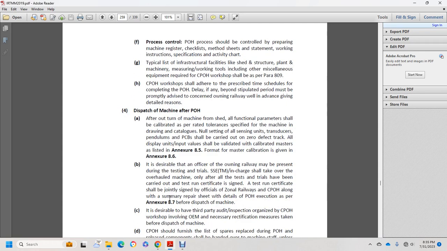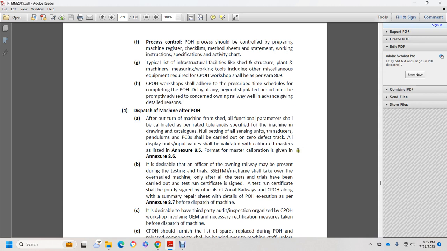If desired, the test units of the owning railway may be present during the tests and trials. The senior service engineer, track machine in charge, shall take over the overhauled machine only after all the tests and trials have been carried out and the test run certificate is signed. The test run certificate, jointly signed and officiated with the zonal railway and the central periodic overhaul, along with the summary repair sheet with the details of the periodic overhaul execution as per Annex D87, is required before dispatch of the machine.